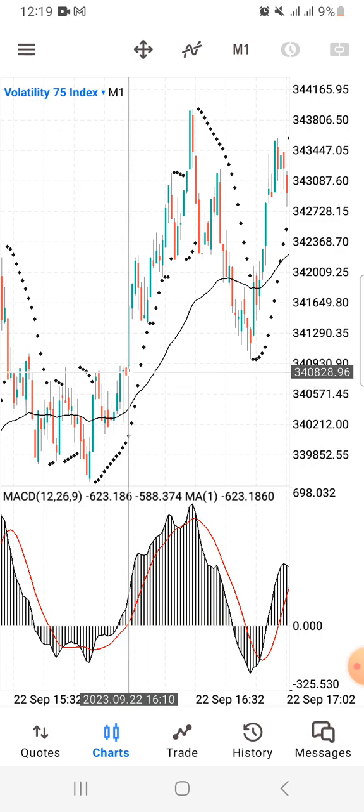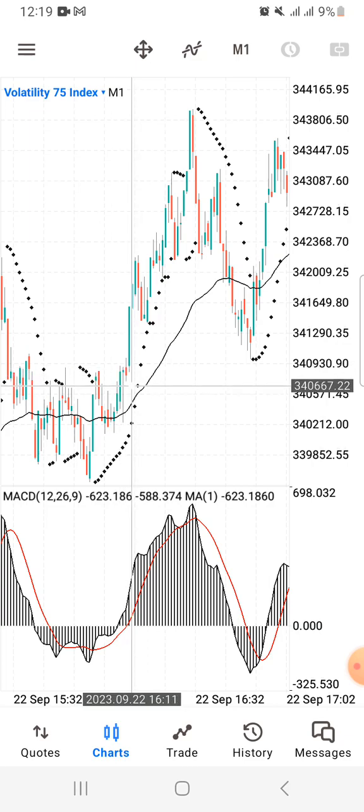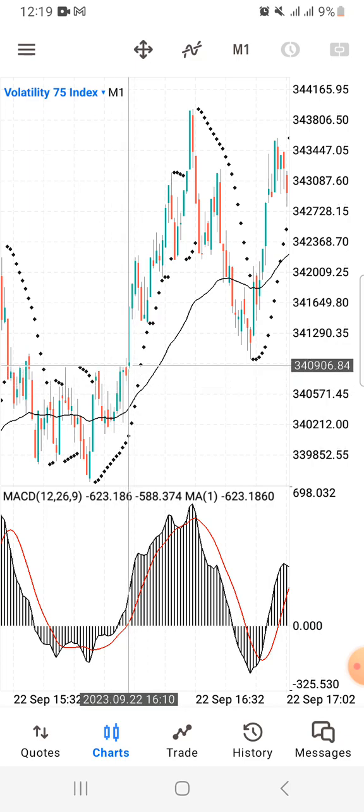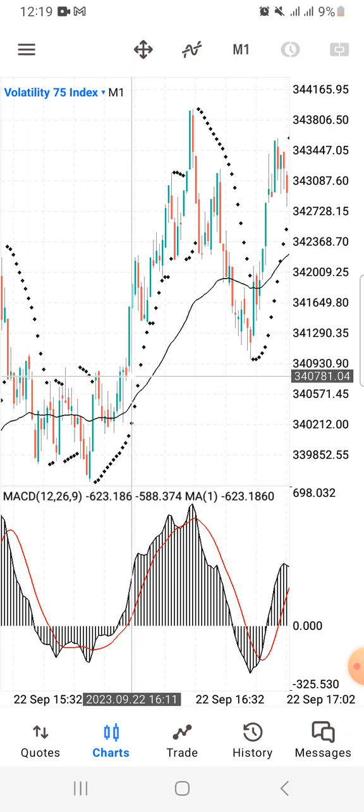Even though it's a scalping strategy, always remember to put a stop loss. Don't forget to put a stop loss, no matter what type of trader you are, whether you are a scalper or a swinger. Stop loss and take profits are always important. So you put your stop loss at the low of the previous candle or previous two candles, depending on your risk management and how much you can afford to lose.